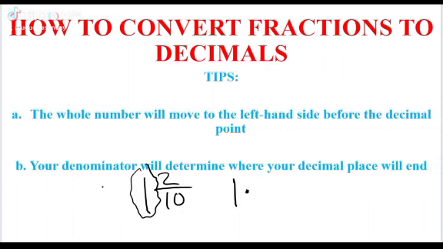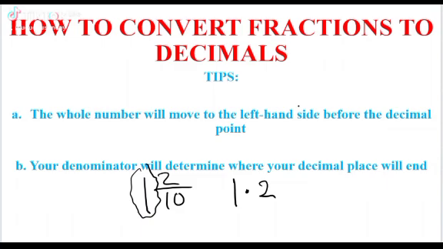Then the second part says your denominator will determine where your decimal place will end. So this 2 here, we simply end here, according to decimal place, because the decimal place of this is on tenths, and this is 2/10. I've explained more of this in my previous video. Please, if you have not watched it, you can go back and watch it.